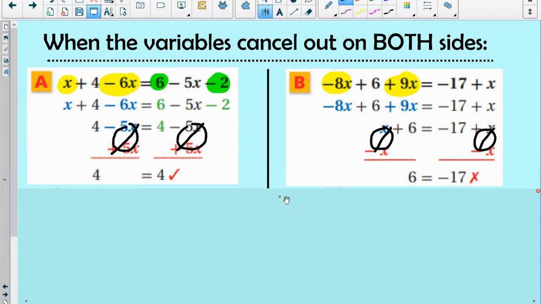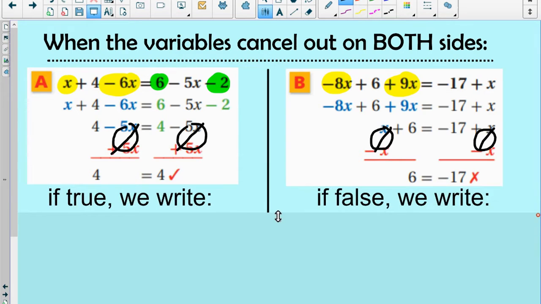So when this happens, this results in a special equation. In example A, we got a statement like 4 equals 4. There's a check mark there because that's true. 4 equals 4. In example B, the leftover numbers were not equal. They were not the same. So there's a little X there to show that that's not true.